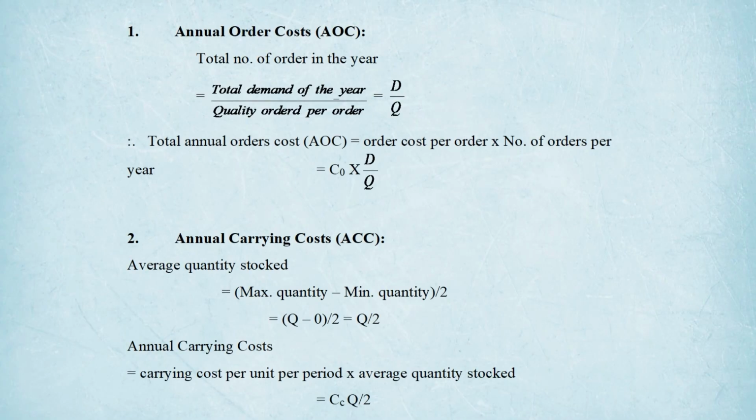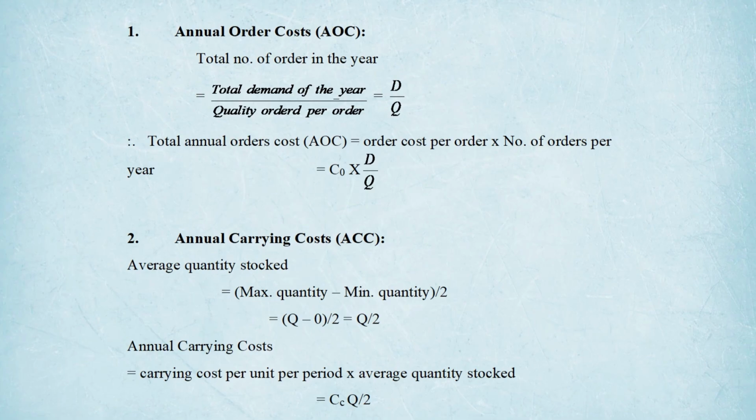Then how do we know the annual order cost, AOC? First, define the total number of orders in the year, meaning the total demand of the year divided by the quantity ordered per order. Total demand is D, and demand is always taken for the year. Suppose there are 100 items and the quantity per order is 10, then the total number of orders will be 10. So it is D by Q. The total annual order cost is the order cost per order C0 into D by Q, the number of orders.